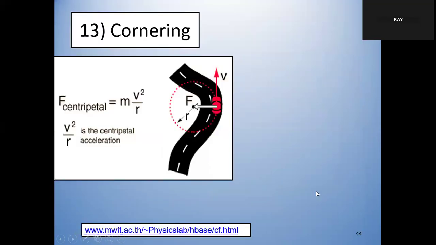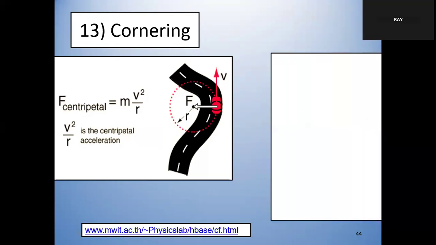Car cornering, I won't go into too much detail, but if you want, I send you the slide, you can go over that. Right? It never comes out. So what's the point of spending too much time on that?